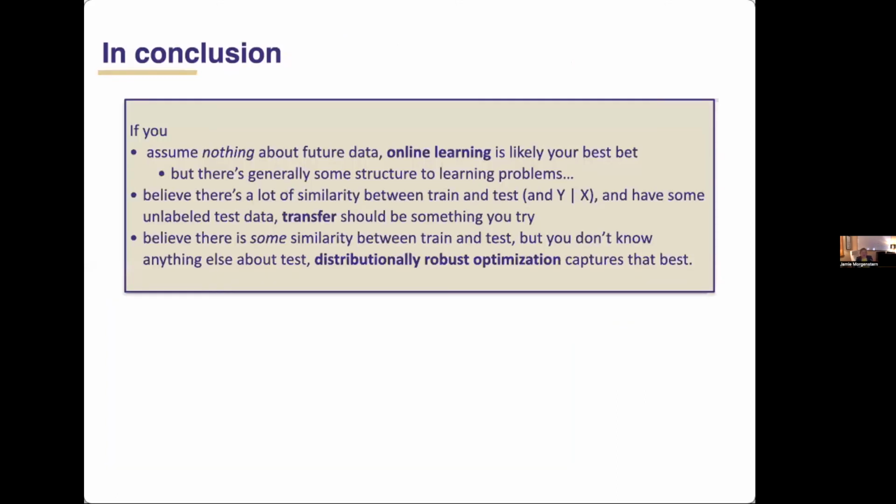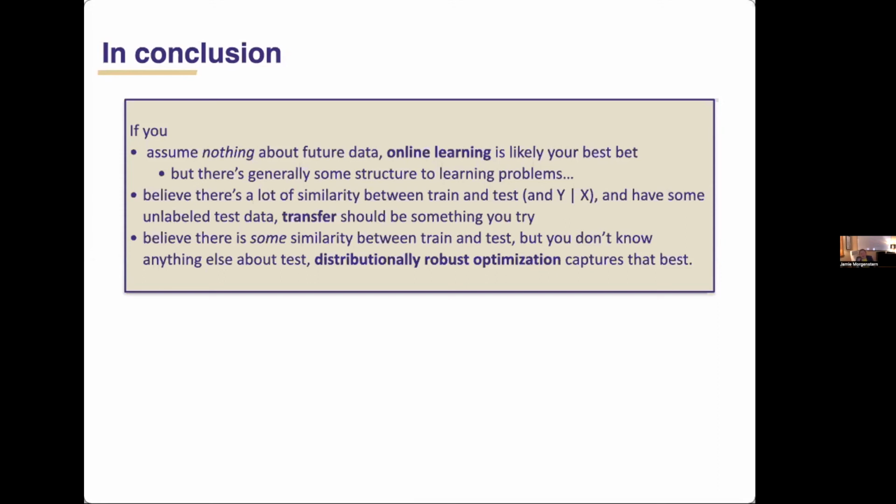Okay, so I'm all wrapped up. If you assume nothing about your future data, that it really may have nothing to do or an arbitrary amount to do with the data you've seen so far, online learning is usually the first thing you should think about. If you believe that there's a huge amount of similarity between train and test, and maybe just the distribution over your features is changing, but fundamentally the task of predicting y from x is staying relatively constant, that's a world in which transfer generally works best.